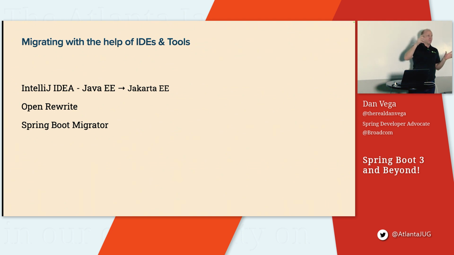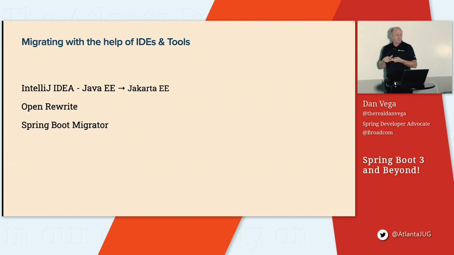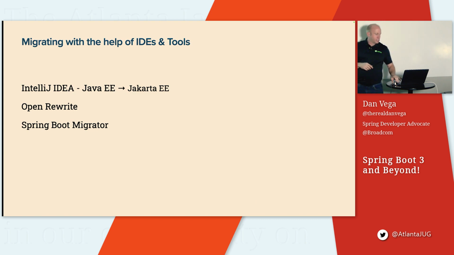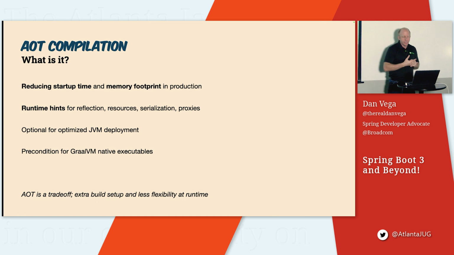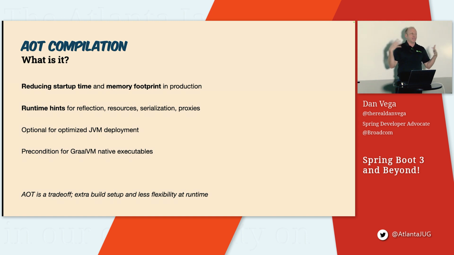And then there's the Spring Boot Migrator, which is built on top of Open Rewrite. So that's Java and Jakarta. The other big change was ahead of time compilation. I'd like to know, what is this? Why should I use it? So I want to quickly talk about that.